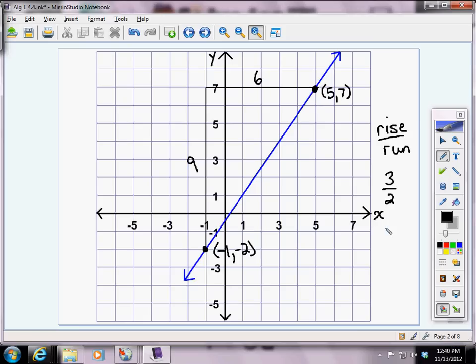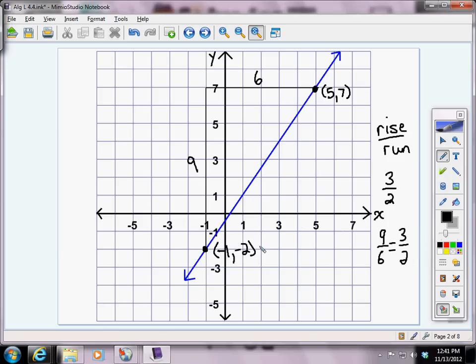Now look what happens to 9 over 6. Rise over run. 3 goes into 9 3 times. 3 goes into 6 2 times. We get the same slope. So what slope tells us is how much something is changing as we move from left to right. This one means for every point I go up 3 and over 2.